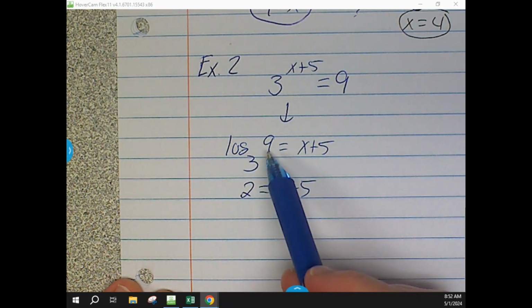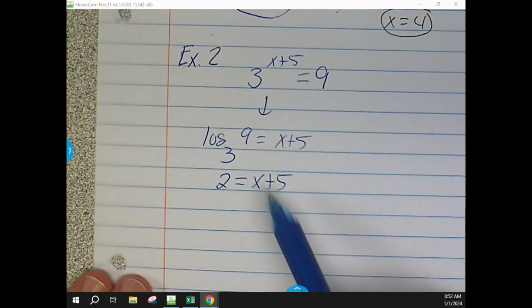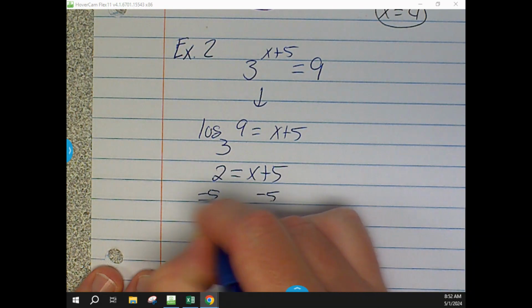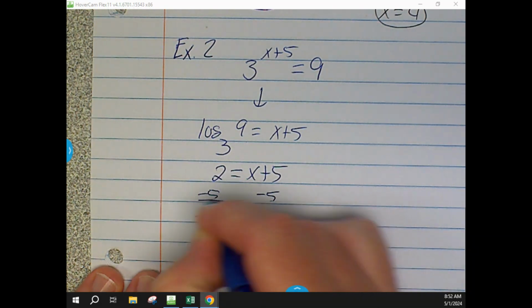Okay, so log base 3 of 9 is 2. We've got x plus 5. No, it's 9. It's negative 3. So x final answer would be negative 3.